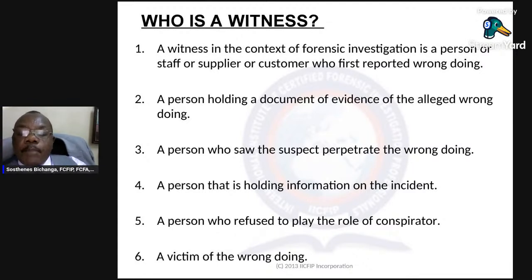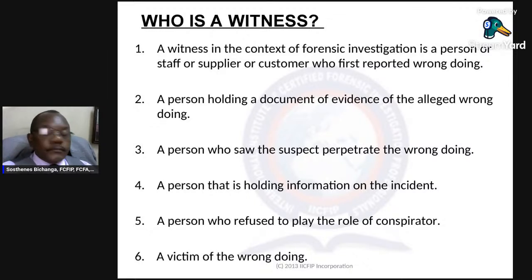Number 2, a person who saw the suspect perpetrate the wrongdoing. This is the eyewitness, the person who can tell us that I saw him. For example, if it is a forged check, I saw him write the check. I saw him draw the check. I saw him draw the cash. This is the person who saw the wrongful action being performed by the perpetrator.